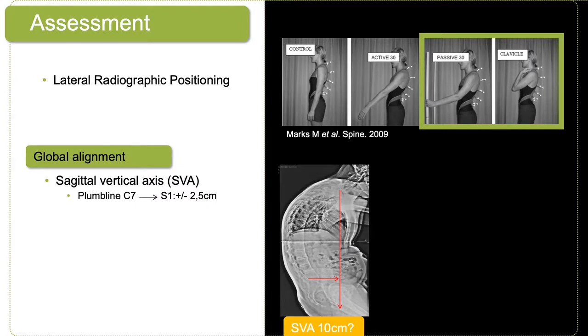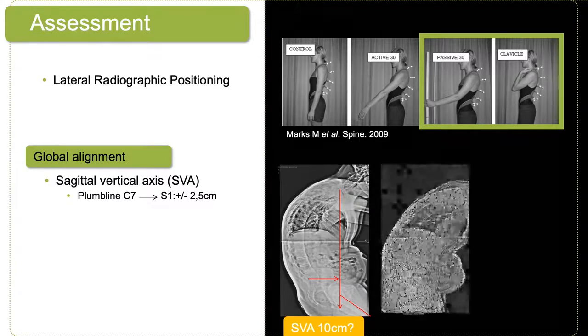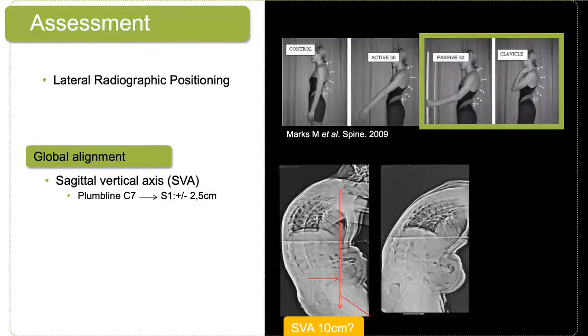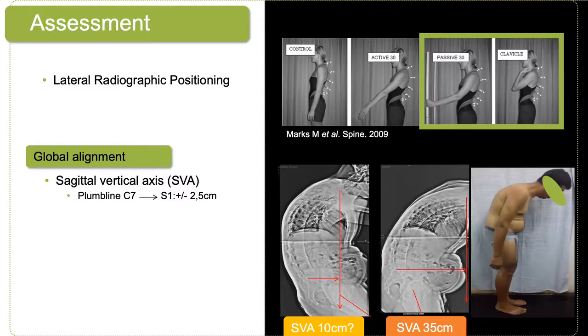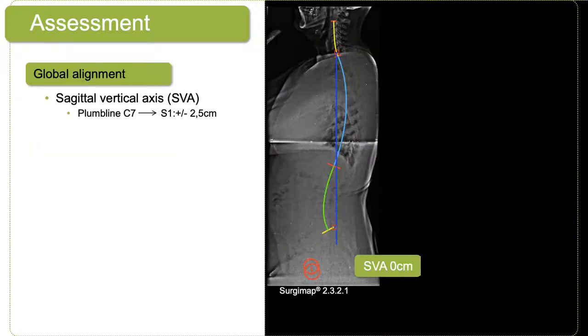Is this real? Look at the inclination of the proximal femoral shaft. When we correct this inclination, we find that the real SVA is 35 centimeters, and here is the clinical picture. So the SVA should not be evaluated as a single parameter because of the compensation mechanisms.